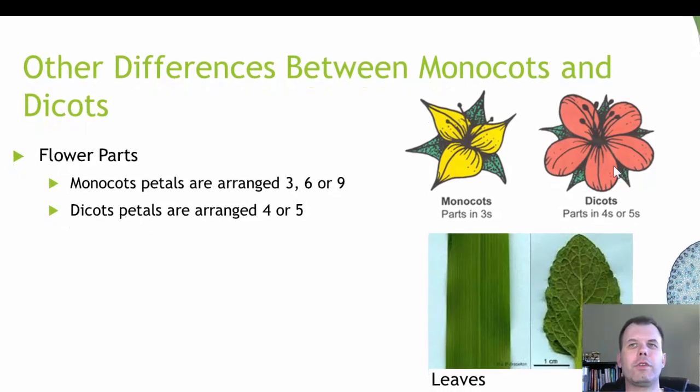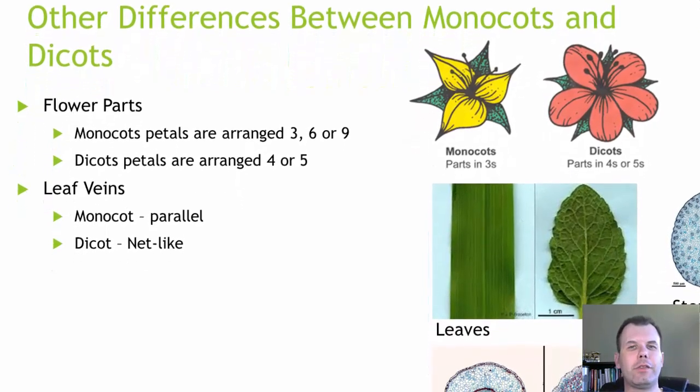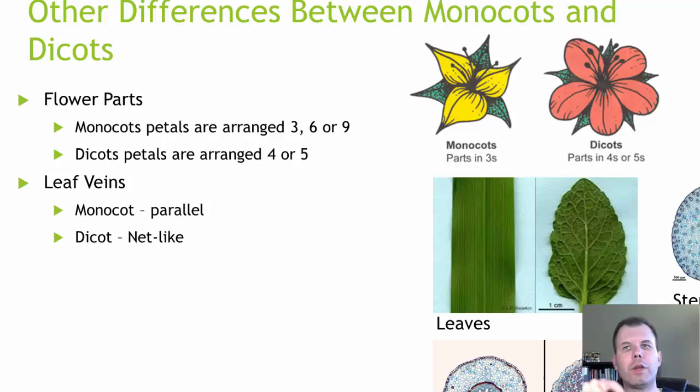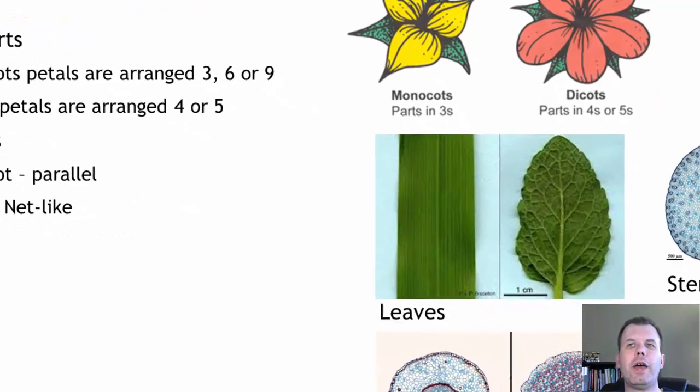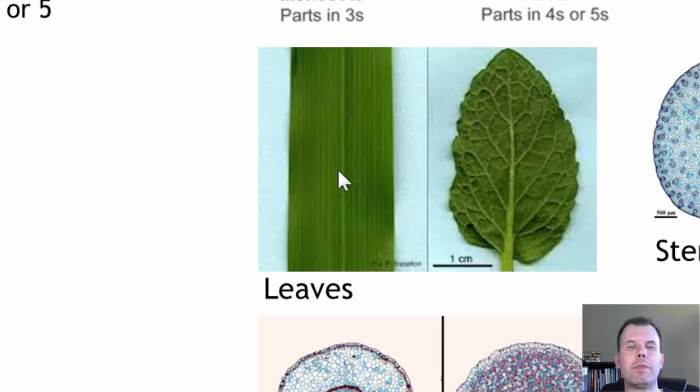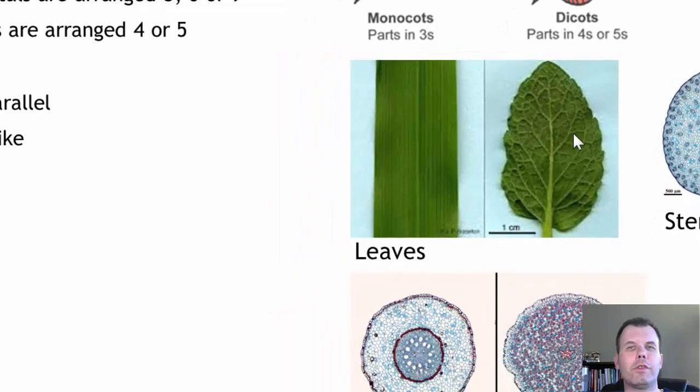Okay, first difference. The second one is the leaf veins. Those are the veins that are running throughout the leaves. If your leaves have parallel veins all running in the same direction, typically a lot of our grasses that you see, these are going to be monocots. Whereas if you see this net-like pattern, think of kind of like our blood vessels and how they run, and you see this netting-like pattern of veins, this is going to be dicot. So that's another big difference, parallel versus net-like.